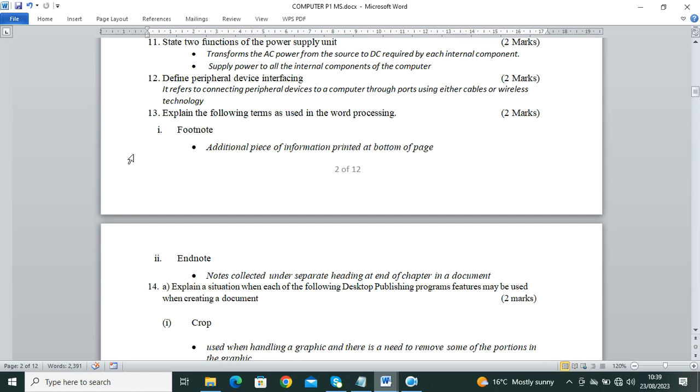Then question number 13, guys, explain the following terms. This is in Form 2, first topic. We have footnote and endnote. A footnote is an additional piece of information printed at the bottom of the page, or these are just short notes on the overall text. Then we have endnotes. The difference: footnotes appear on every page below, but endnotes only appear at the end of the document. So endnotes are notes collected under separate headings at the end of the chapter.